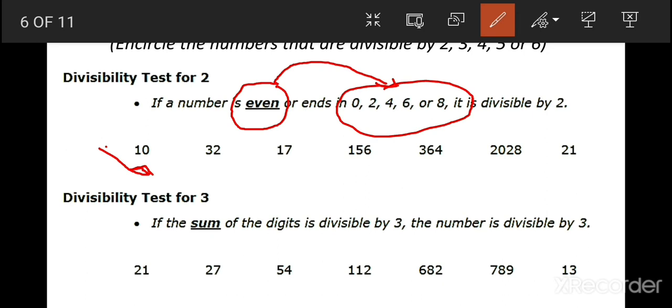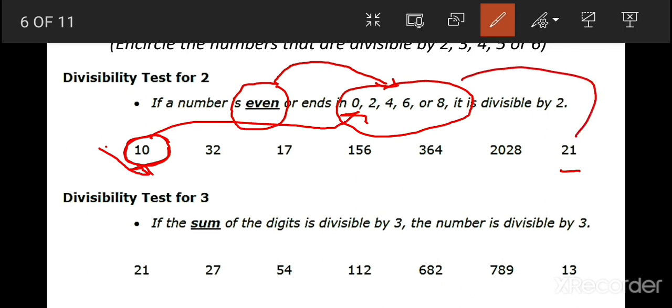Is it an even number? Yes, because I can find 0 there. So I have to encircle it because it is divisible by 2. Alright. How about, let us take the last number, 21. Is it an even number? No, because I cannot find an even digit here. So I will leave it just like that. I will not encircle it. All you have to do is to just encircle all the numbers that are divisible by 2.